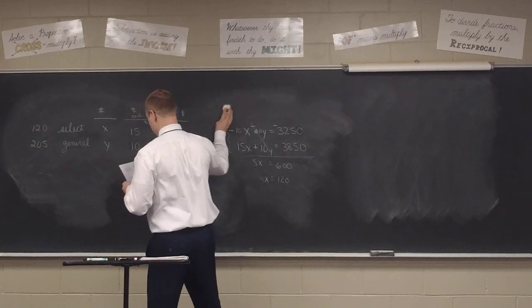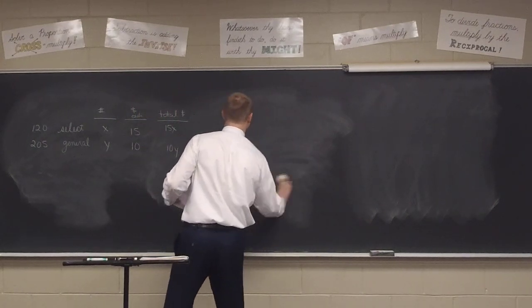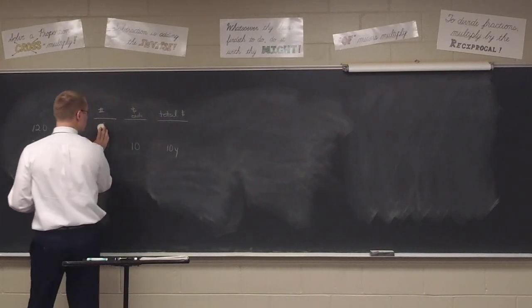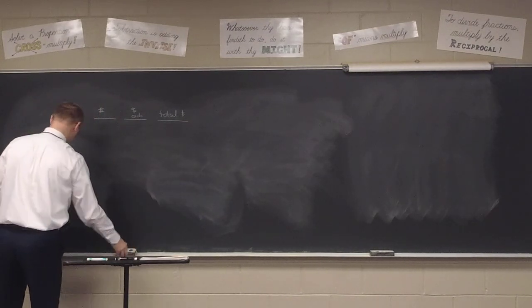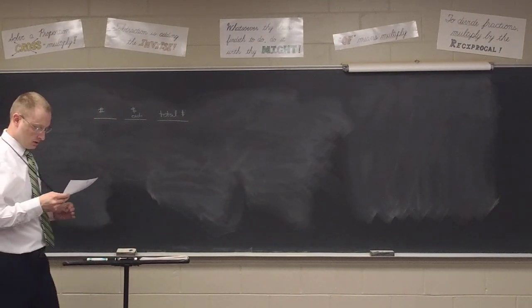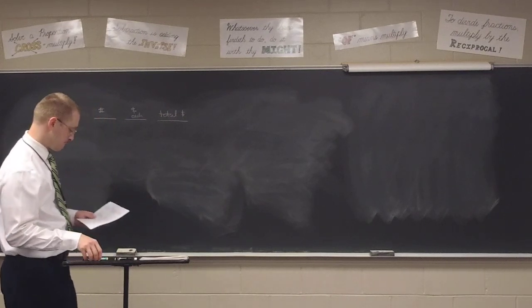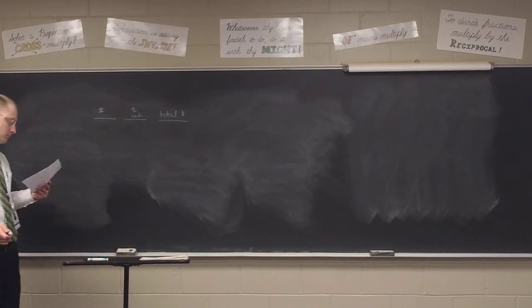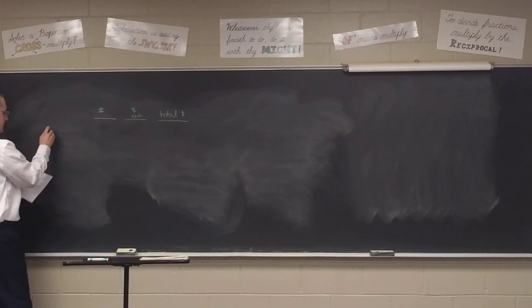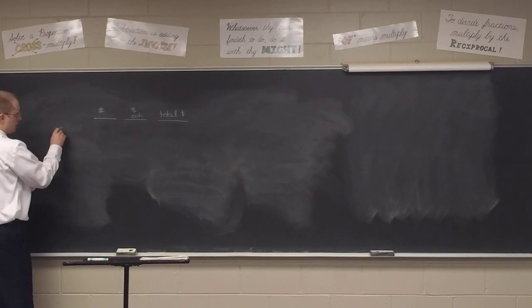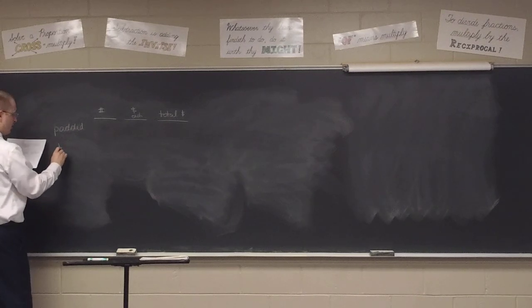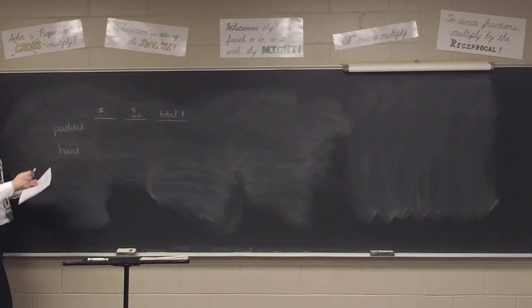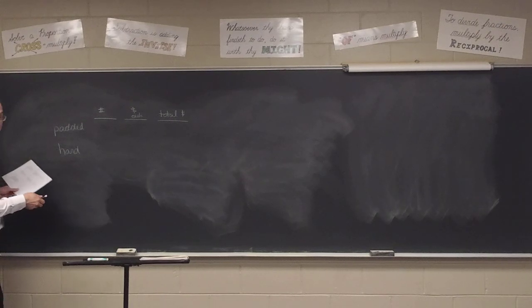A church spent $1,255 on folding chairs for the fellowship hall. Padded folding chairs cost $25 each, while unpadded chairs cost $18 each. If the church bought 60 new chairs, how many of each type were bought? Again, trust you had your two types of chairs. You had padded and hard or unpadded, and you represented the number of each.